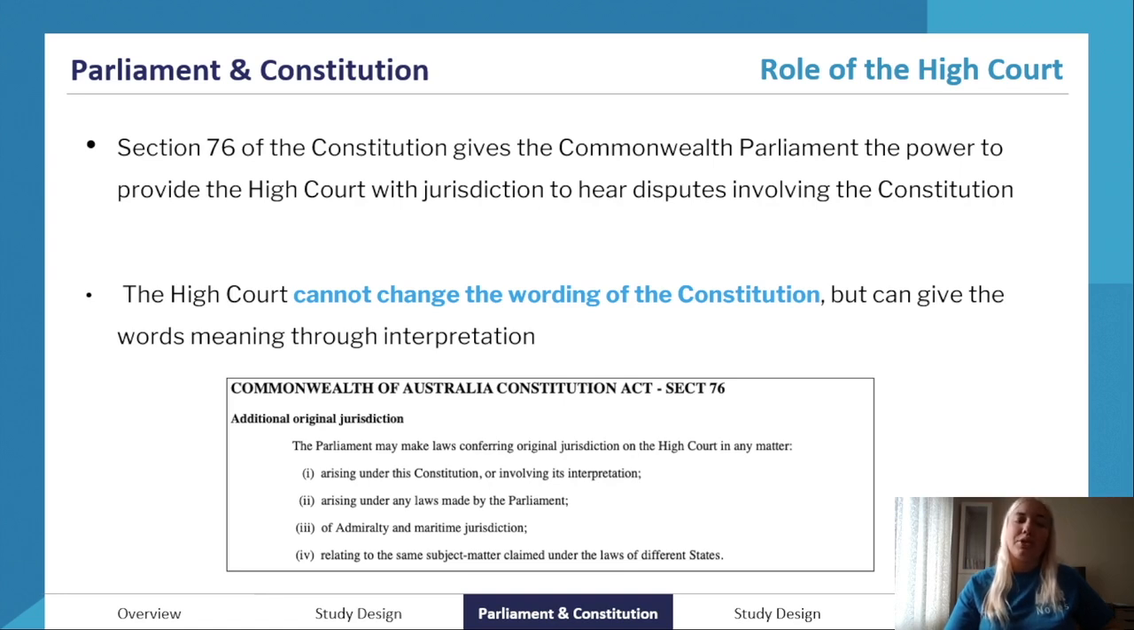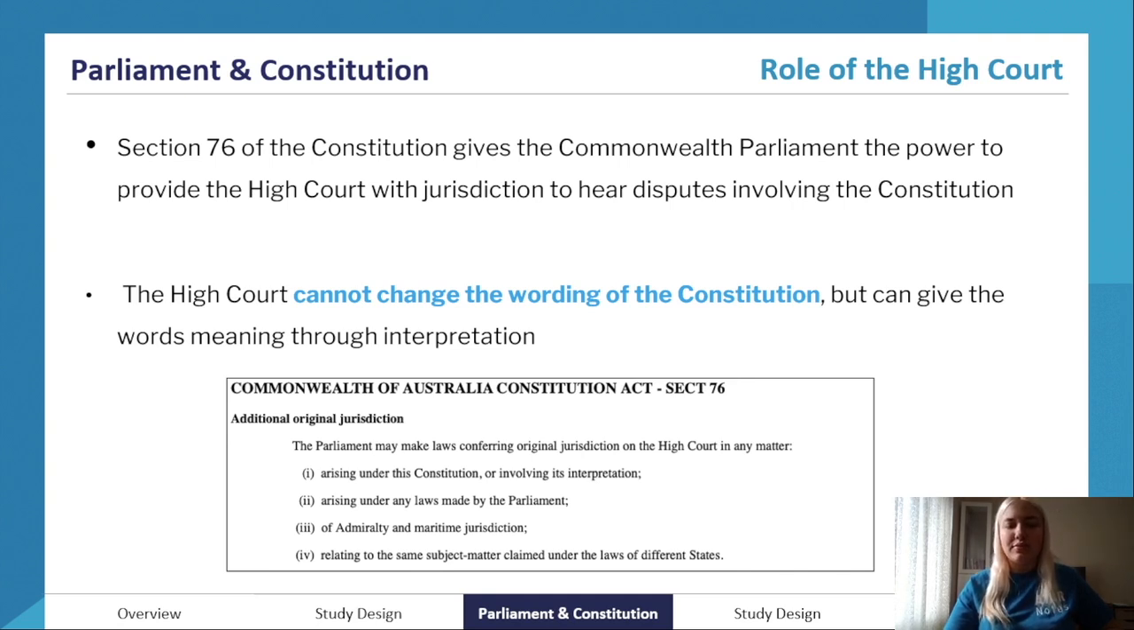This refers to the notion that the High Court cannot change the wording of the Constitution, just like Parliament cannot, but they can give words meaning through interpretation. So they can interpret what the Constitution actually meant and what were the intentions of the original Constitution. So we can see that section there.